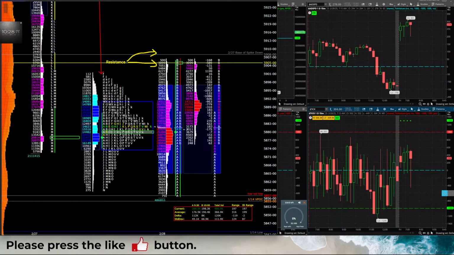Okay, we're this close to the base of the spike down. We should be able to tag that base of the spike down. One more little poke to the upside. It would be unusual to come this close and not at least test it.